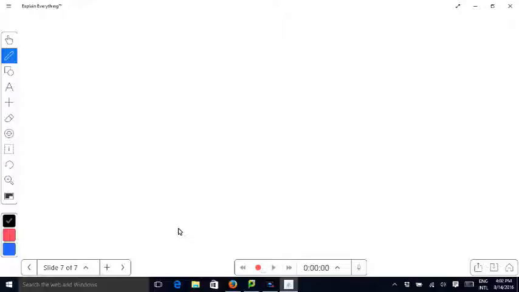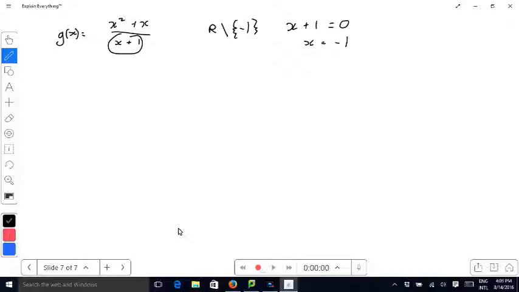Part B, for the function, we've got g of x equals x squared plus x over x plus 1. State the maximum domain. So the maximum domain for that is basically all real numbers except for when x plus 1 is equal to 0. So all real numbers except for the point minus 1.